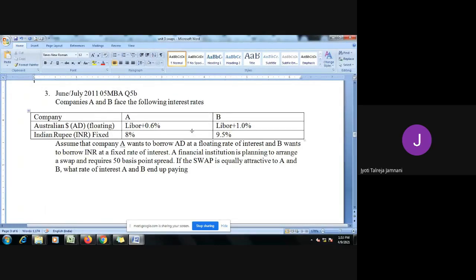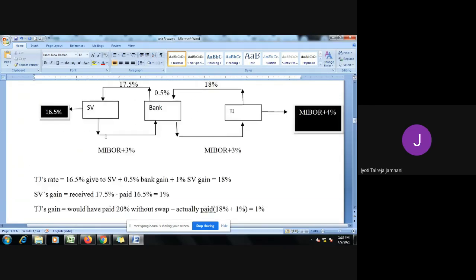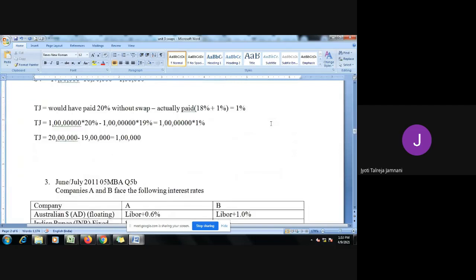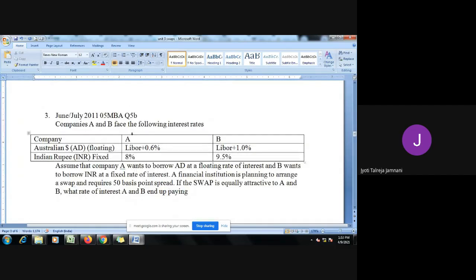Company A and B faces the following interest rates. So here the format is given a little differently. If you observe in the question, it was given like this earlier: company, then fixed rate, floating rate. But here, company is given horizontally and the rates are given vertically. So the table is twisted, but the sum is the same, so no confusion, we can still do it.